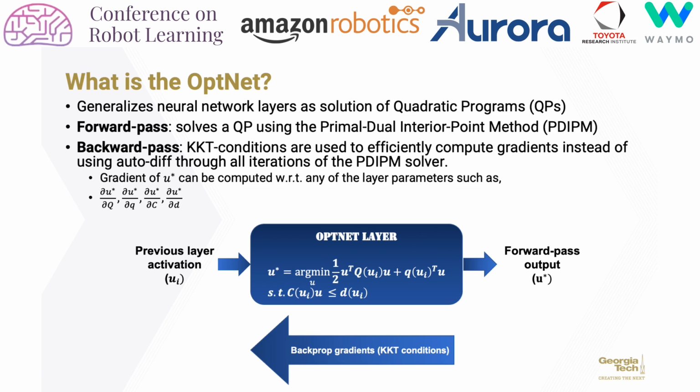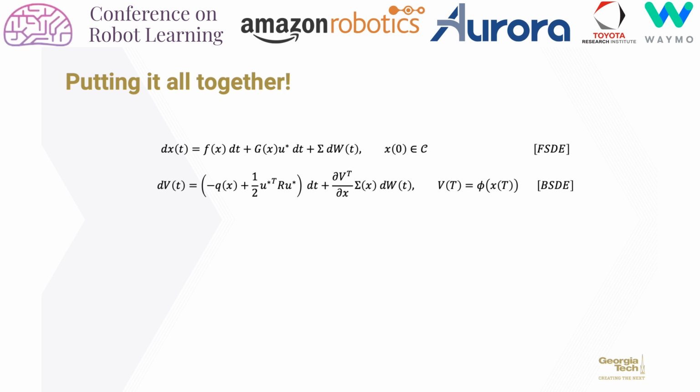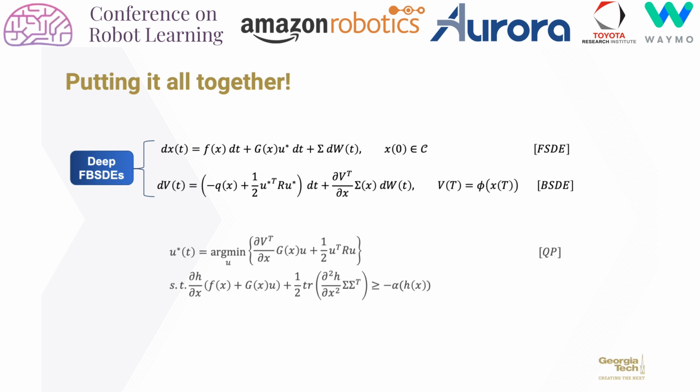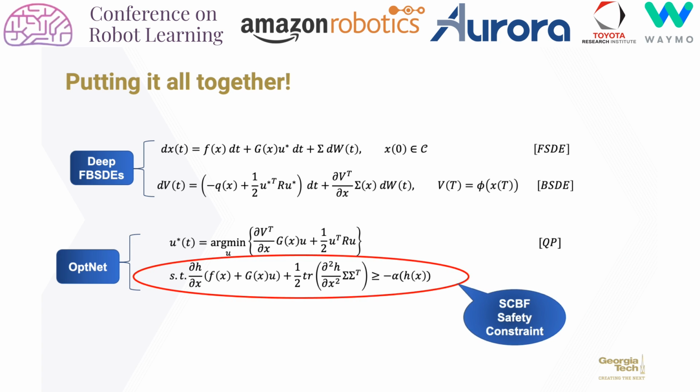Putting all of these components together, we have the dynamics forward SDE and the value function backward SDE coming from deep FBSDEs, a QP to compute the optimal control at each time step handled by the OptNet layer, and finally, the safety stochastic CBF constraint inside the OptNet layer.